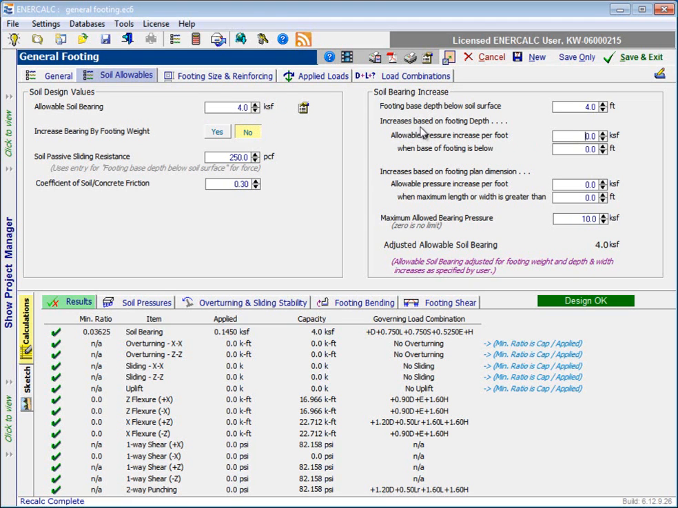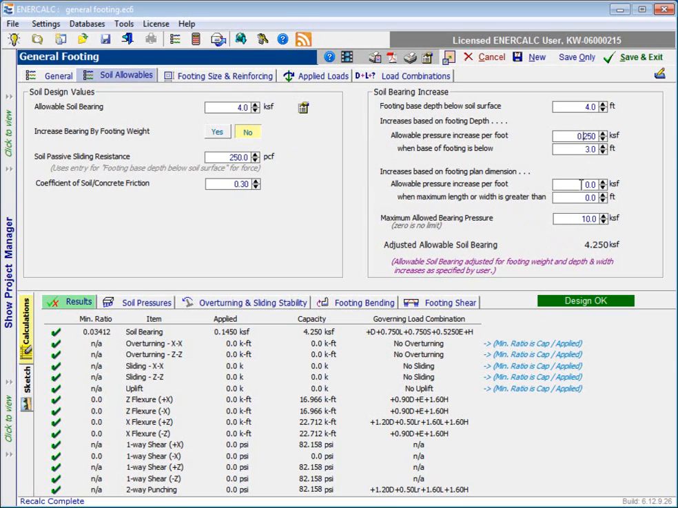We can prescribe increases that are based on the footing depth, where we can say that the allowable pressure increase per foot is, say, 0.25 KSF when the footing base is below, and we might say below 3 feet, for instance. Now as I make changes here, we can look down to the bottom and see the adjusted allowable soil bearing. So we can see that as compared to my specified value of 4 KSF over here, we've already received a little benefit because we're at a 4-foot depth and we've allowed ourselves some increase per foot below 3 feet.